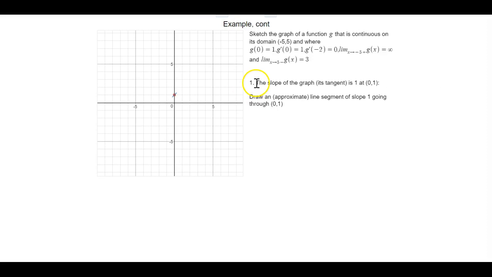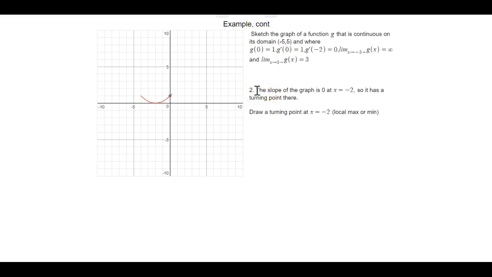So let's start off here. The slope of the graph at 0 is given as 1, right? g prime of 0 equals 1. So the slope of the graph at 0 is 1. So the first thing I would do is draw just a little line segment at the point 0, 1 that has a slope of 1. g prime of 0 equals 1 means the function has a slope of 1 when x is 0. And saying g of 0 is 1 tells me that 0, 1 is the point on the graph.